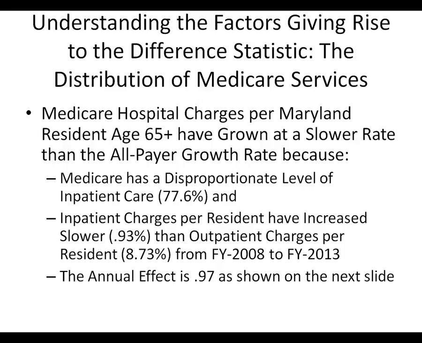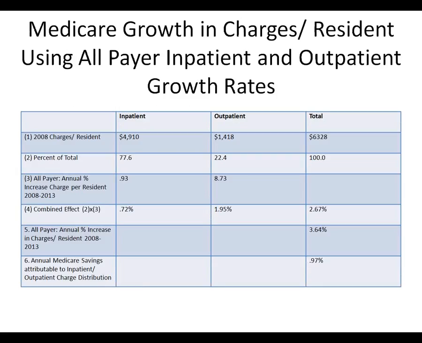And inpatient charges per resident have increased at a much slower rate than outpatient charges per resident. So the annual effect of this odd distribution of Medicare services between inpatient and outpatient is actually to cause the difference statistic to vary by about 1%. And that calculation is on the next page, 14. I'll just mention the details of this calculation quickly.